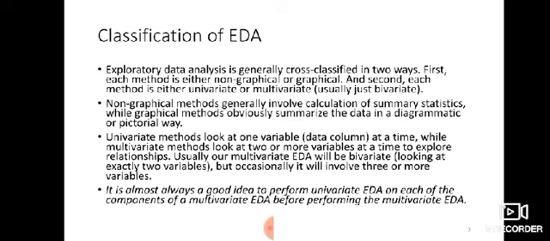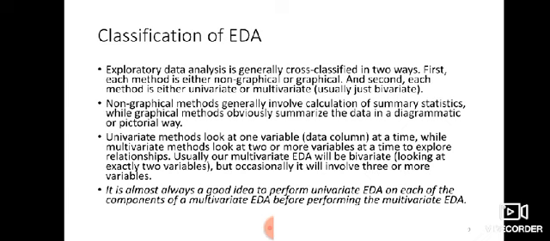We can classify EDA in two ways. First, each method is either non-graphical or graphical. Second, each method is univariate or multivariate. Non-graphical methods calculate summary statistics. Graphical methods summarize the data in a pictorial way. As we all know, a graph gives us pictures. Univariate methods look at only one variable at a time, whereas multivariate methods look at two or more variables at a time to show the relationship.